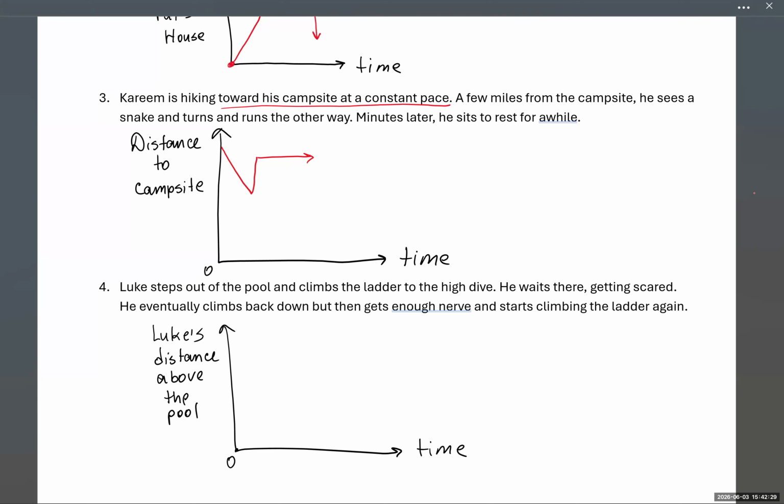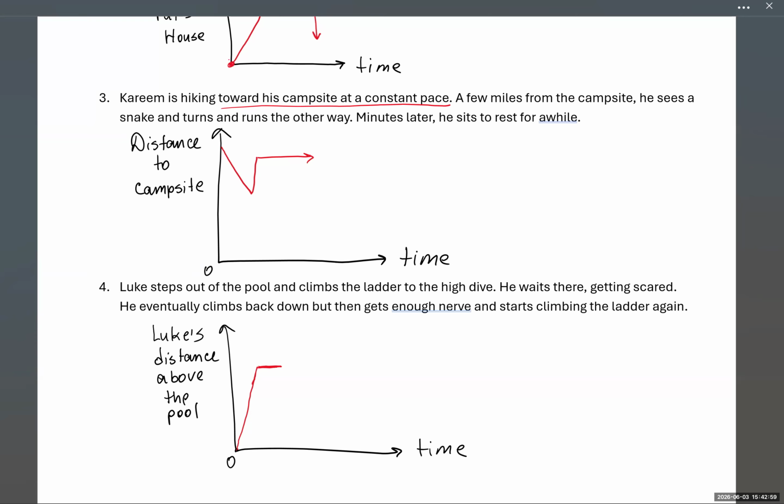All right, he steps out of the pool and climbs the ladder. So he starts with distance above the pool being at 0 because he starts at the pool level. As he starts climbing the ladder, his distance above the pool is increasing. Okay, so then he reaches the high dive. Then he waits there getting scared. As he's waiting, the distance above the pool stays constant, so constant line.